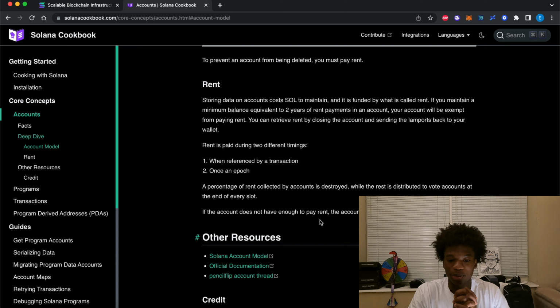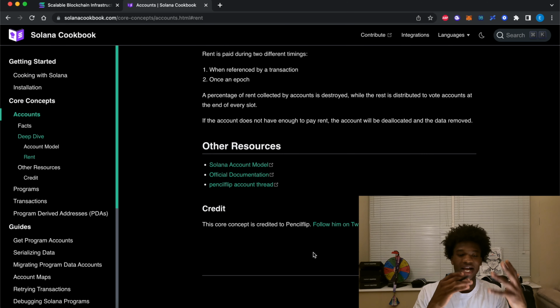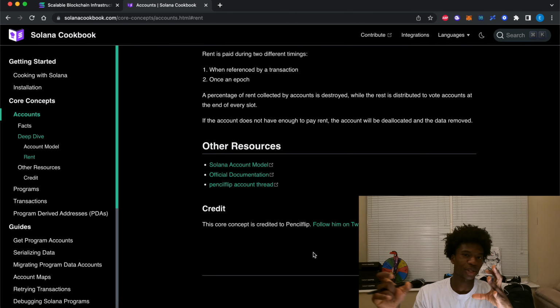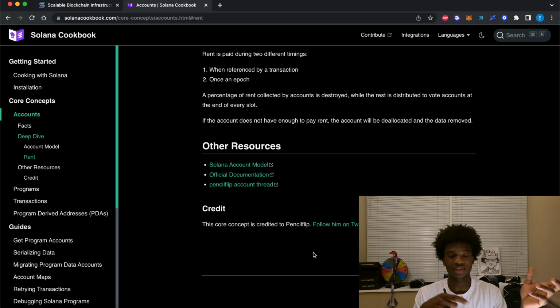If the account does not have enough to pay rent, the account will be deallocated and the data removed. If you don't have rent, your accounts will be closed, essentially. But that shouldn't be a problem anyone should really have to worry about, because it's pretty tiny fractional fees when you're dealing with Solana. If you have a problem with this when it comes to mainnet, you can work on DevNet or testnet and get a lot of free Solana, and you don't have to worry about that. This is just giving you the understanding of the foundational architecture behind how the system of Solana was designed. Rent is not going to be some crazy thing, but it does exist in the way that the architecture is set up, so you should be aware that it exists.